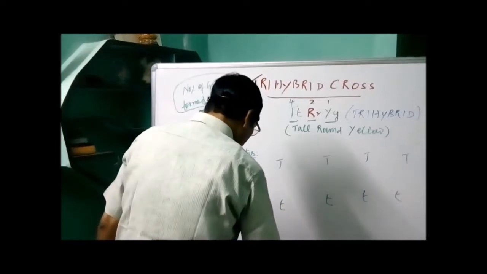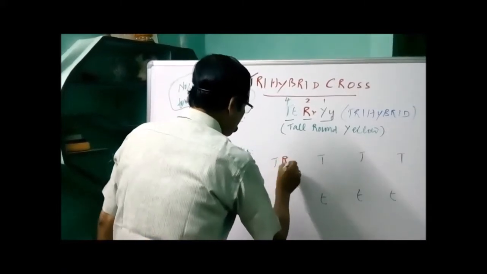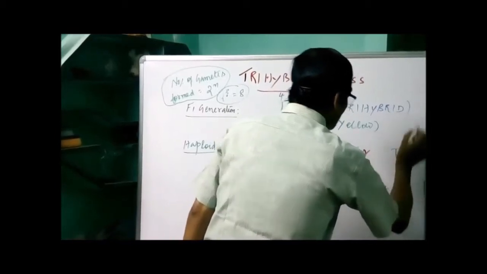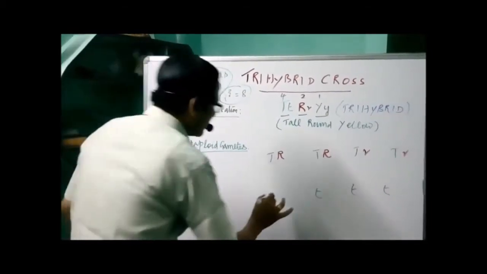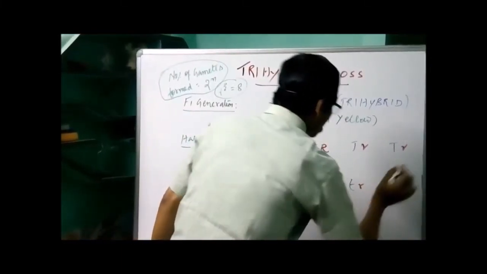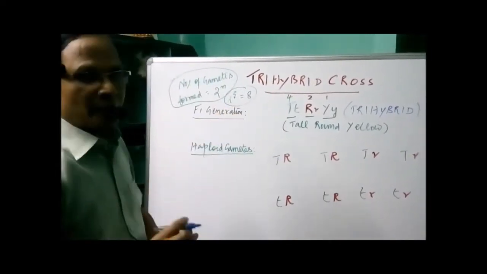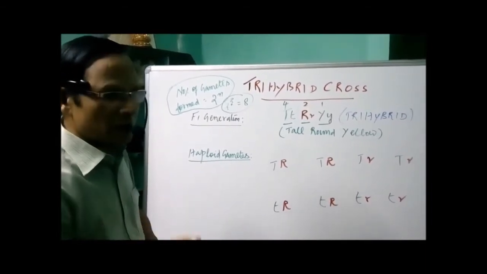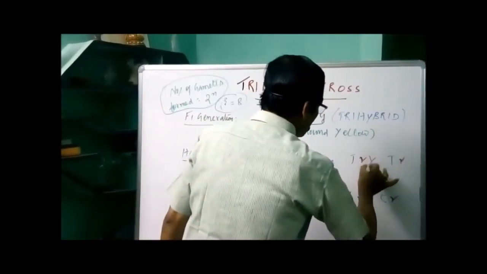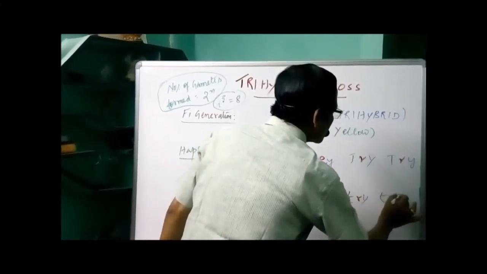Then how to take the next 2 letters 2 times each. For example, here I am writing capital R, here capital R, then small r. Here also the same way, capital R twice, small r twice. Now we have to take the third pair of letters and write the letters alternately, 1 time each. For example, capital Y, small y, capital Y, small y. Here also capital Y, small y, capital Y, small y.